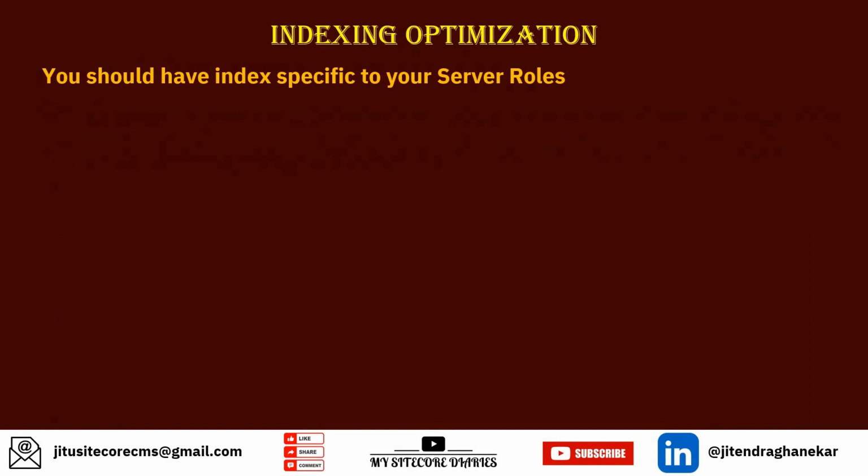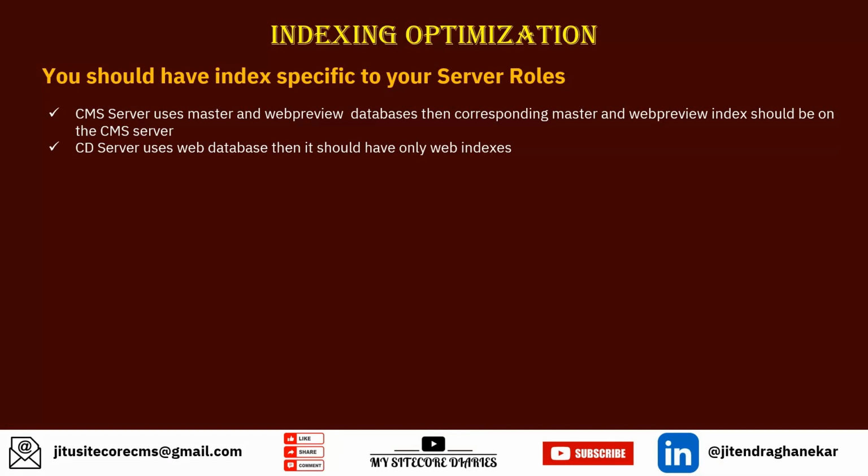Next point, you should have indexes specific to your server roles. The CM server uses master and web preview databases, then the corresponding master and web preview indexes should be on the CM server, whereas the CD server uses the web database, then it should have only the web indexes. So depending on your server roles, you should have the specific indexes. On the CM server you need maybe the master and web preview indexes, so you put those indexes only on that server, whereas CD will require the web index, so you have a web index there.